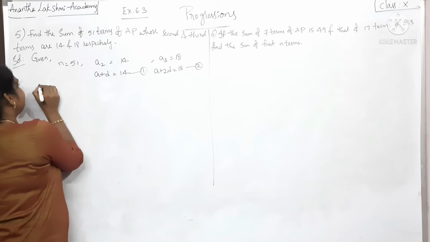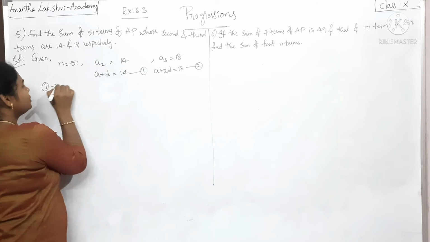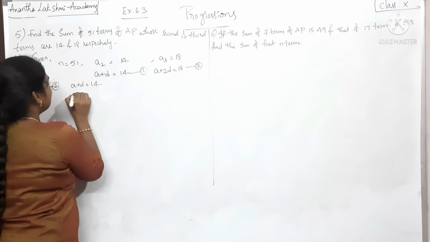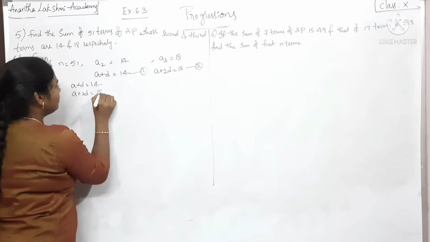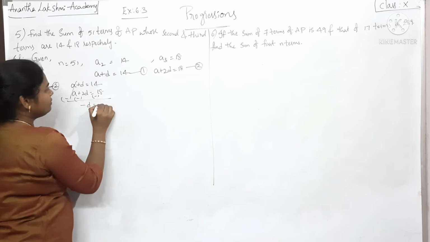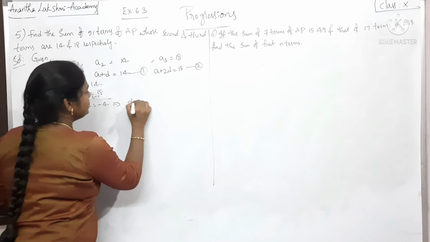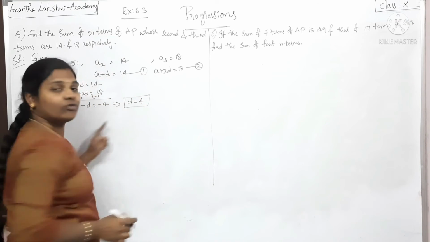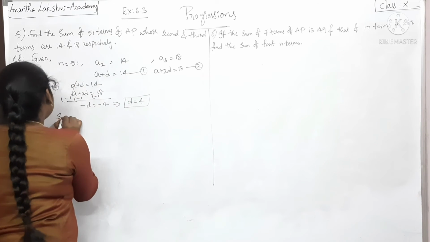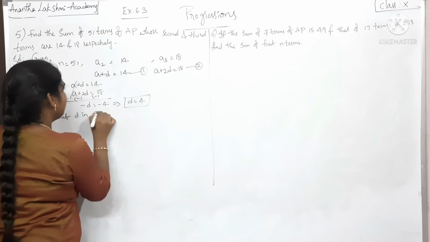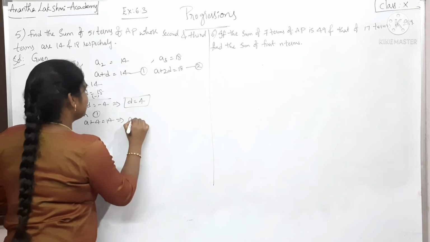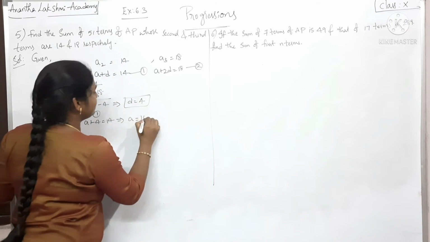Solving 1 and 2. What am I going to do? 1 minus 2 I am going to do. A plus D is equal to 14, A plus 2D is equal to 18. When we are subtracting, the signs get changed. Minus D is equal to minus 4. That implies D is equal to 4. Now we know D. How do we get A? By substituting it in equation 1. So substituting D in equation 1, A plus 4 is equal to 14. That implies A is equal to 14 minus 4, which is nothing but 10.